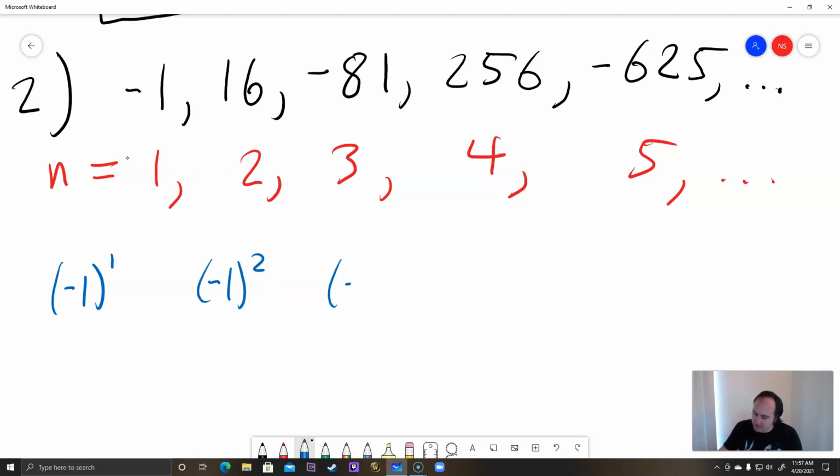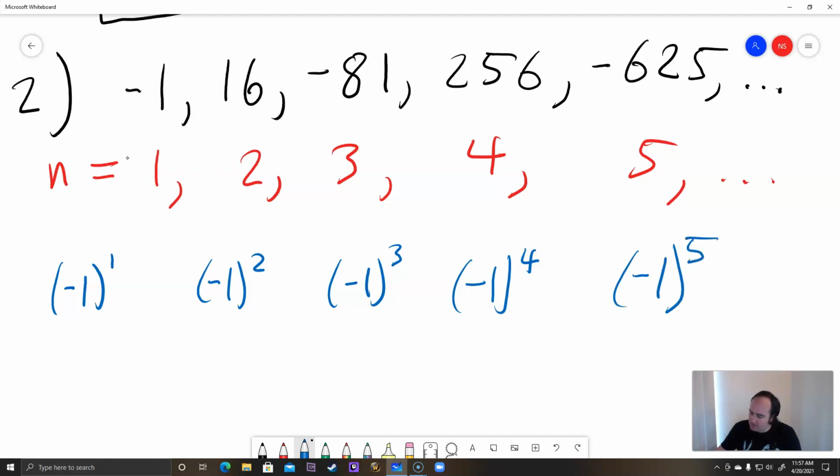For our third term, we have negative 1 raised to the 3. For our fourth term, we have negative 1 raised to the 4. For our fifth term, we have negative 1 raised to the 5. And you can check to make sure that's correct, because negative 1 to the first power is negative 1, so we're good there. For the second term, negative 1 squared gives us positive. Negative 1 cubed gives us negative, and so forth. So these are correct. Okay, so we're good for the negatives and the positives.